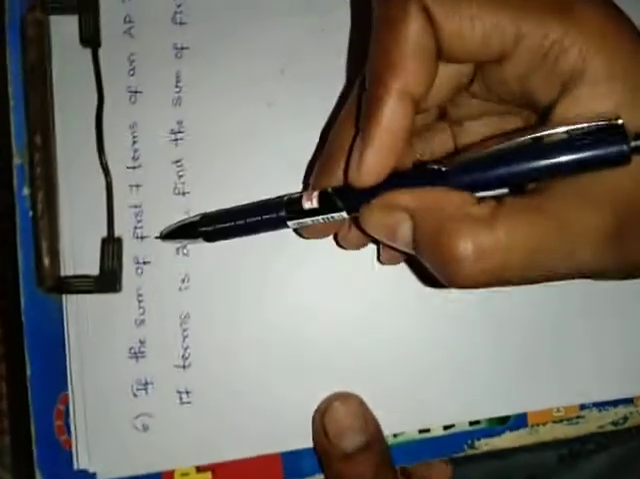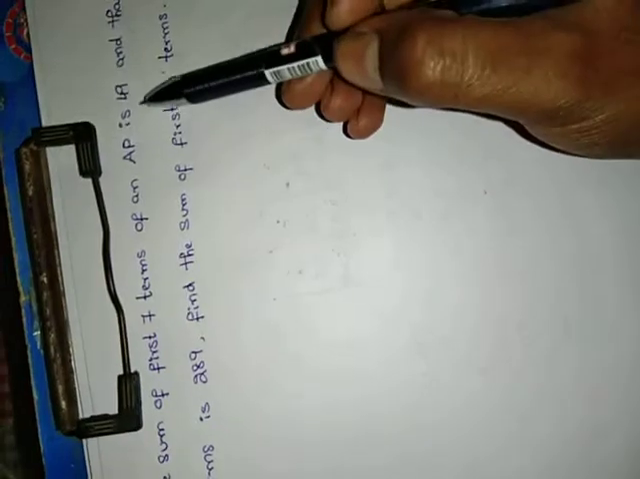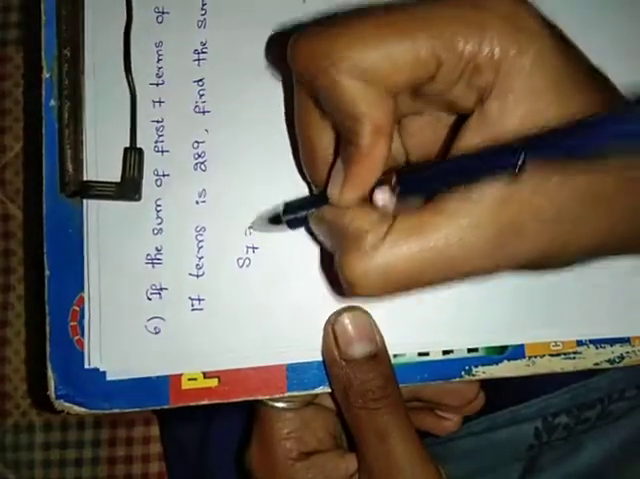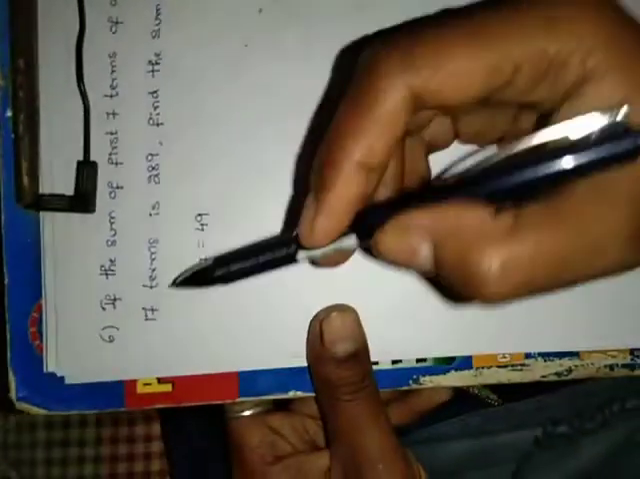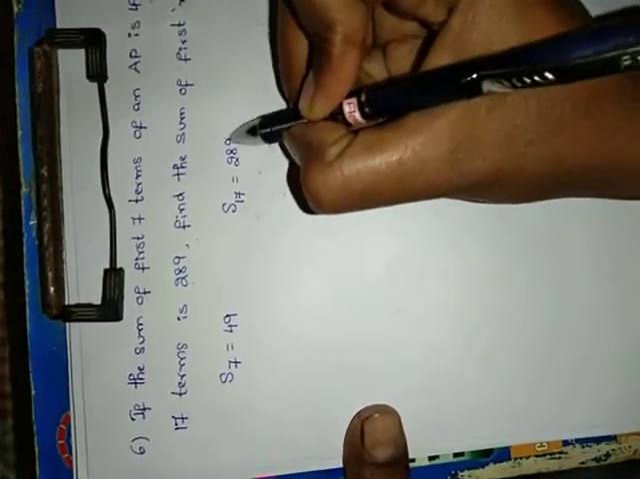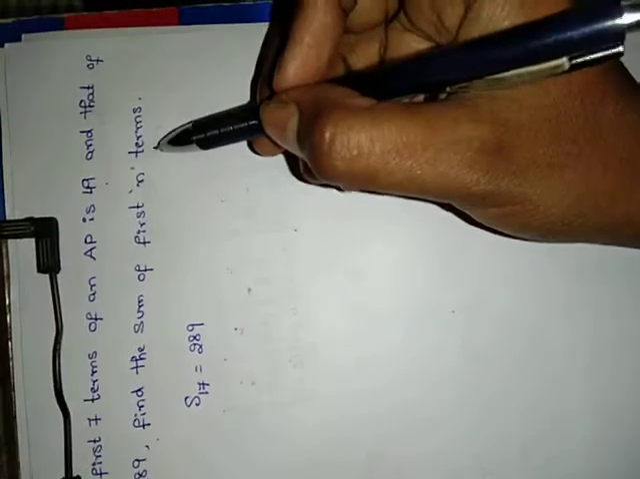See the question. If the sum of first 7 terms of an AP is 49, what have they given? S7 equals 49, and that of 17 terms is 289. S17 equals how much, ma? 289. Find the sum of first n terms. We have to find the sum of first n terms.